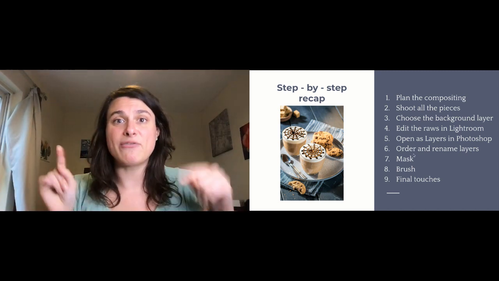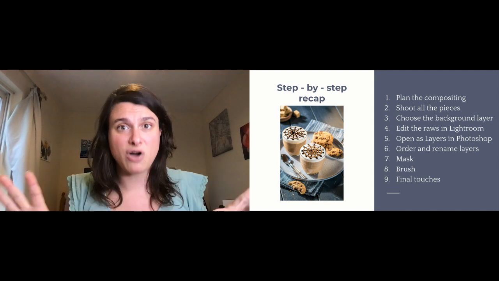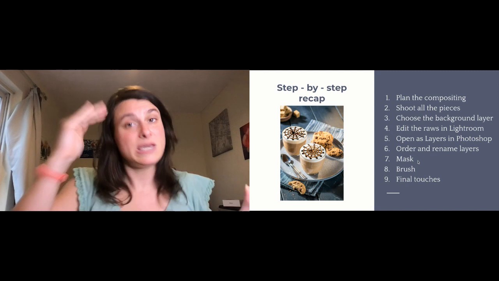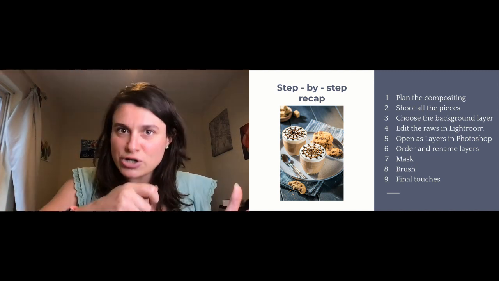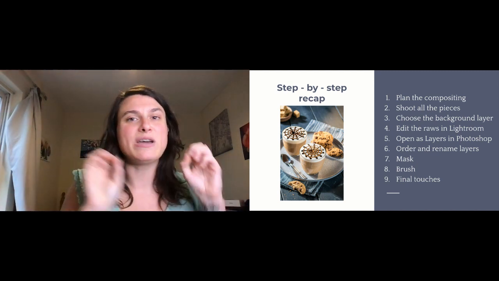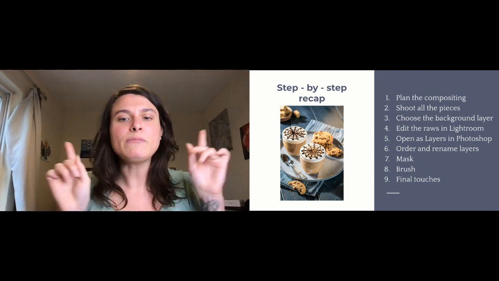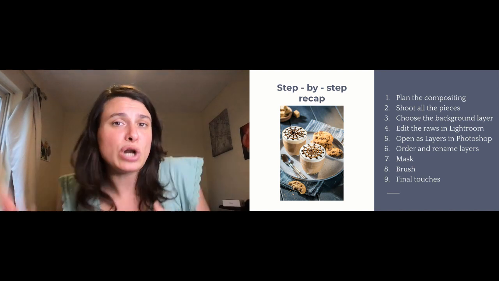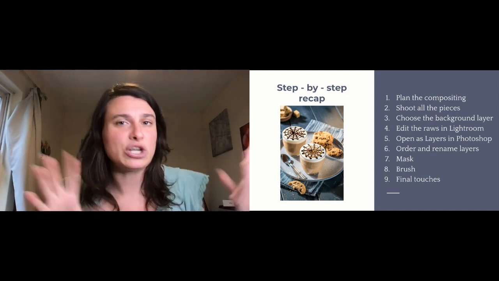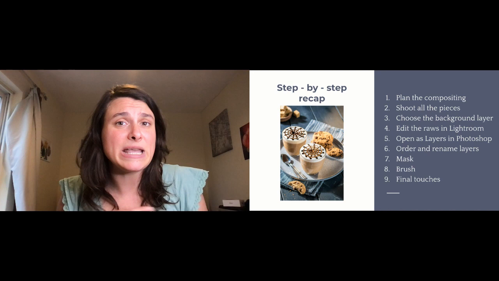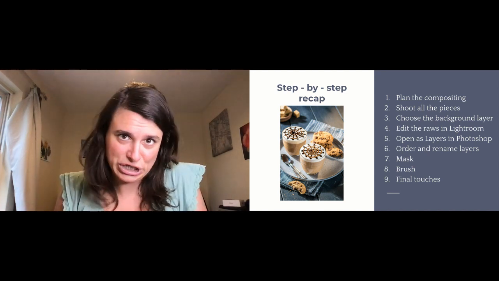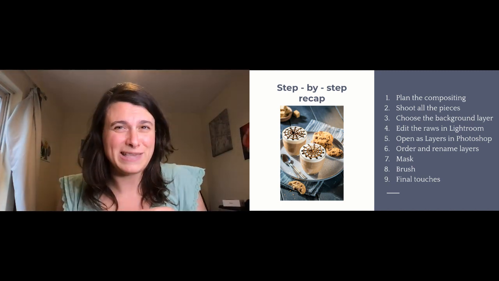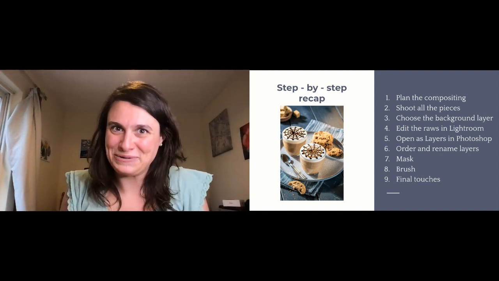Then you order and rename the layers so that you're not confused halfway through your image. Then you mask each layer. You brush on each mask to either reveal or hide. And then you do the final touches to the image, for example cloning or frequency separation, dodge and burn, anything else that you need to do to get that edit finished. And I'm going to dig deeper into some of these other topics in other videos.